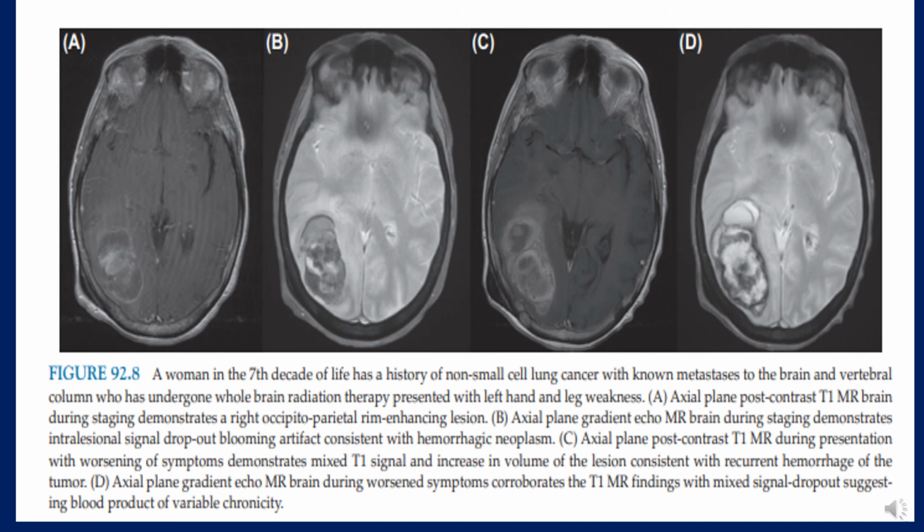Pause the video and carefully scrutinize Figure 92.8, illustrating a woman in the 7th decade of life with a history of non-small cell lung cancer with known metastases to the brain and vertebral column, who has undergone whole brain radiation therapy, and presented with left hand and leg weakness, before advancing to the next slide.